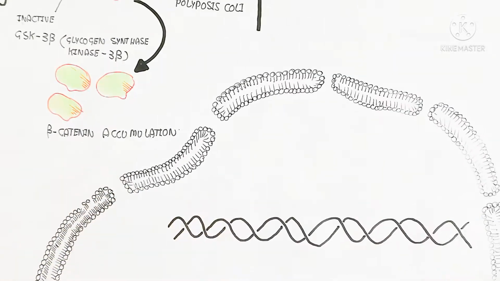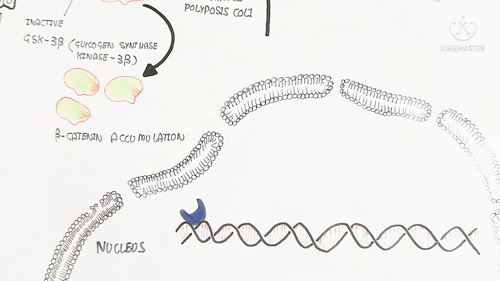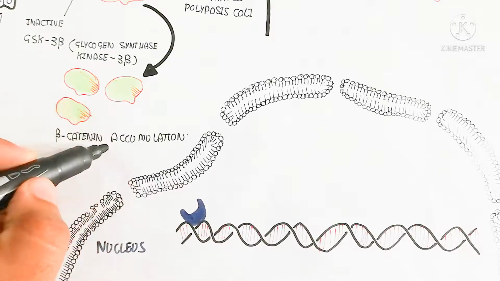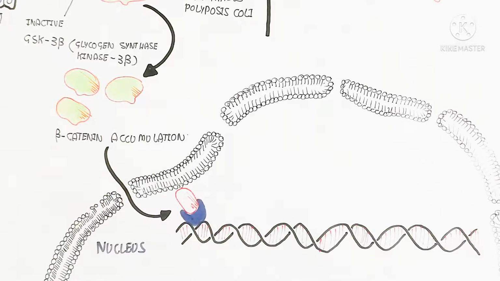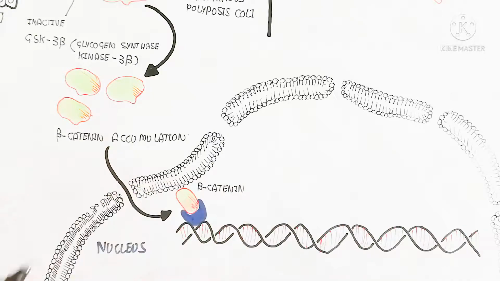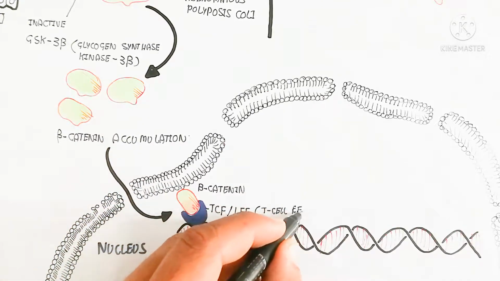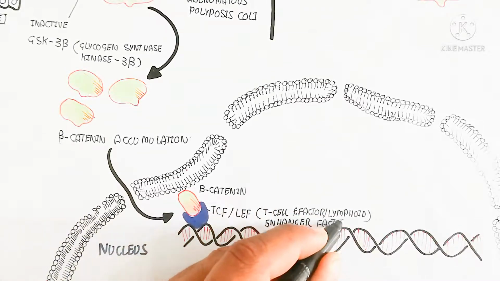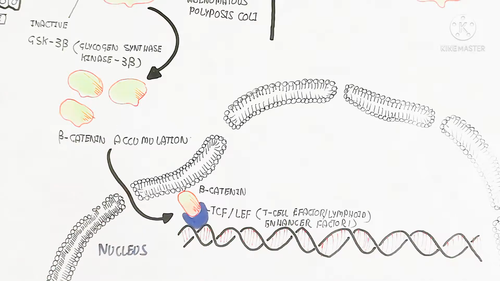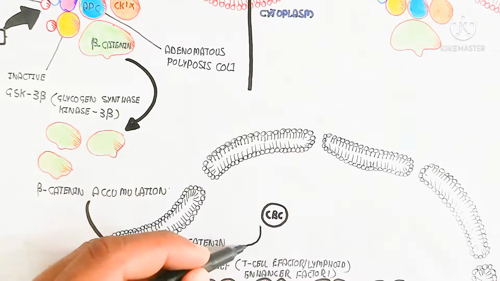Here is the bilayer of phospholipid of the nucleus and the nuclear pore, and the black color shows the TCF or LEF, T cell factor, lymphoid enhancer factor 1. What is the meaning of this? This is the T cell factor, and it binds with the beta-catenin. After the binding, it will trigger the gene's transcription.